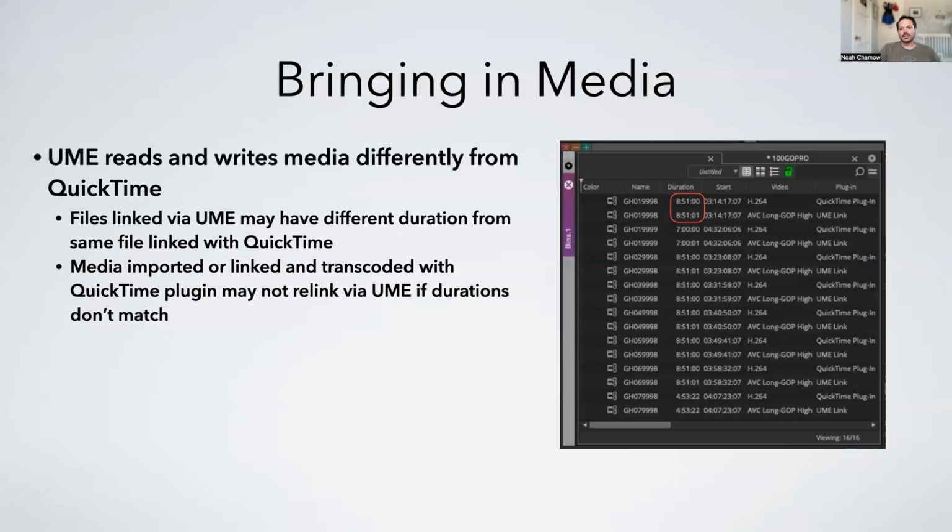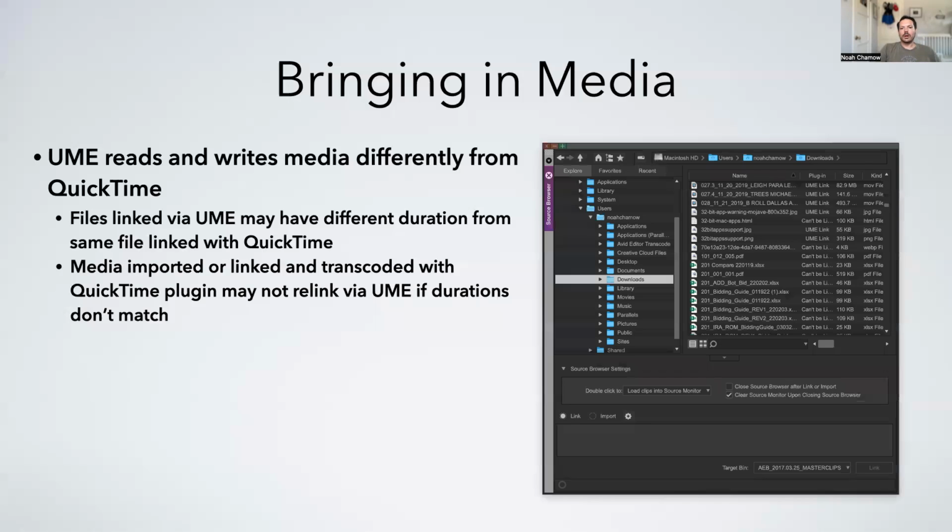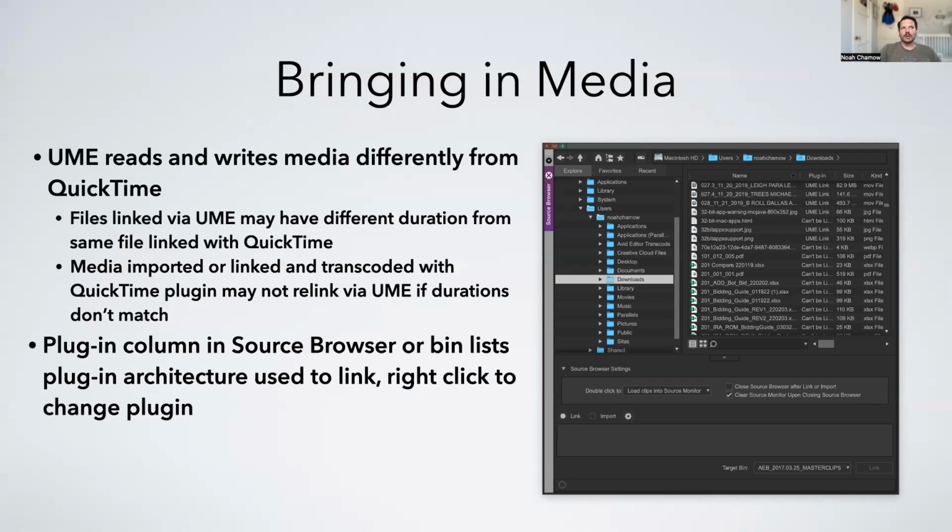So, I'm actually going to come back to that though. If you're dealing with UME or QuickTime, it's important to know that you can actually tell whether you've linked to a file via UME or QuickTime, because in both the bin and the source browser, there is a column for plugin that will tell you how a file either was linked before it was transcoded or is linked currently. And you'll see that over here in the source browser on the right, it says UME link on all of those clips.